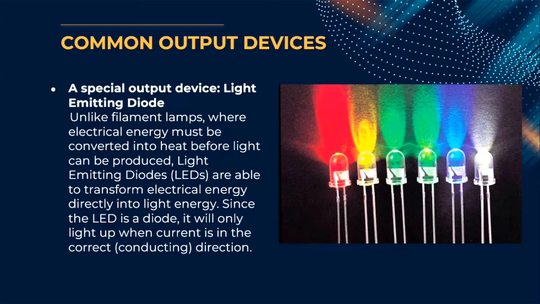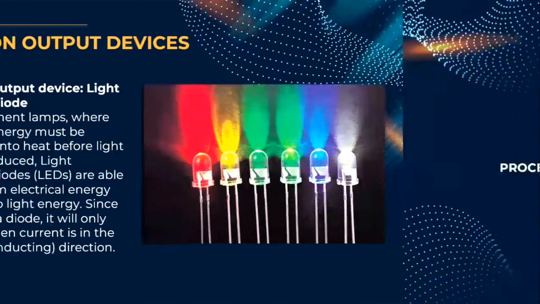Common output devices. A special output device, the light-emitting diode. Unlike filament lamps, where electrical energy must be converted into heat before light can be produced, light-emitting diodes or LEDs are able to transform electrical energy directly into light energy. Since the LED is a diode, it will only light up when current is in the correct conducting direction.